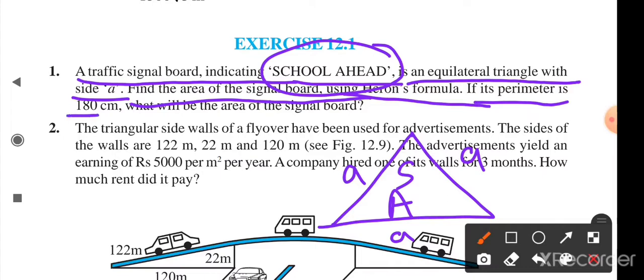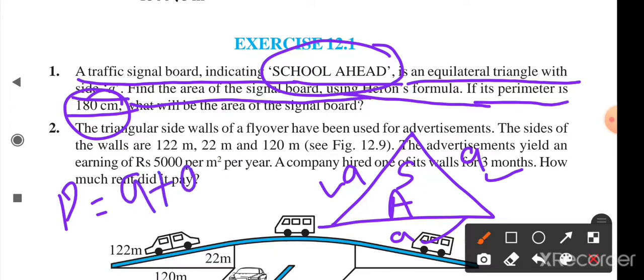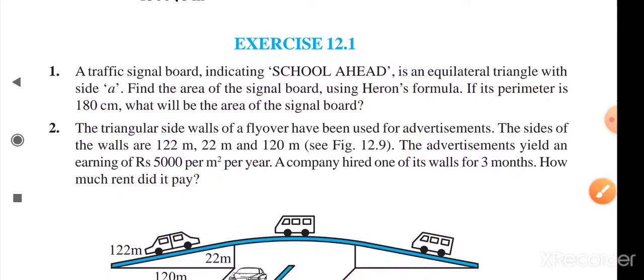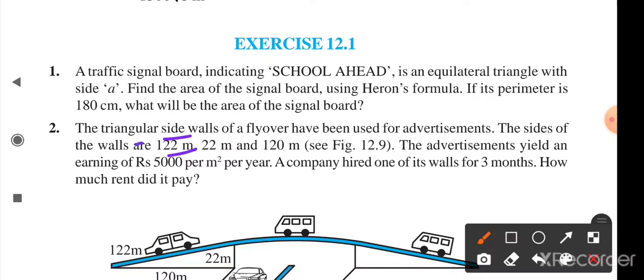Its perimeter is 180 centimeter. First you have to find the perimeter. You should know that the value of perimeter is equal to the sum of all the sides. Since we know that all the sides are equal, it's A plus A plus A, that means 3A, and the value of 3A is given as 180. And you will find out the value of A as 180 upon 3. That means the value is 60. Now you understand the side A is 60 centimeter.